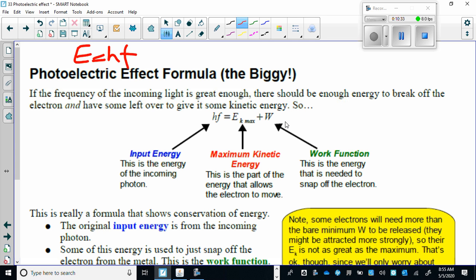All right, got that? Let's review that again. So this is the energy we put in. That's the energy of the light shining on the metal. The energy on the other side, the energy output, is the kinetic energy of the electrons, plus the energy that you need to get them off the surface, the work function. That's a conservation of energy. The energy in equals the energy out.